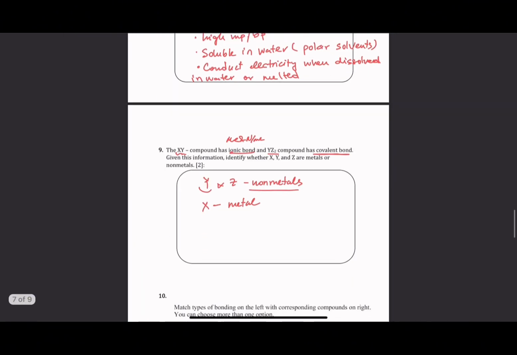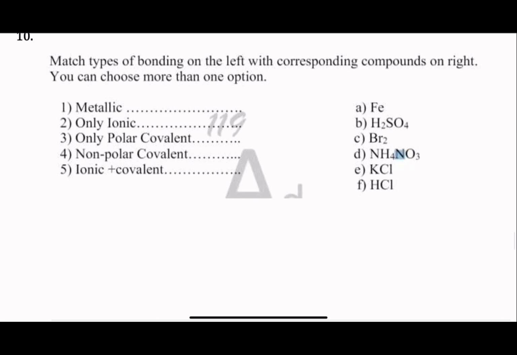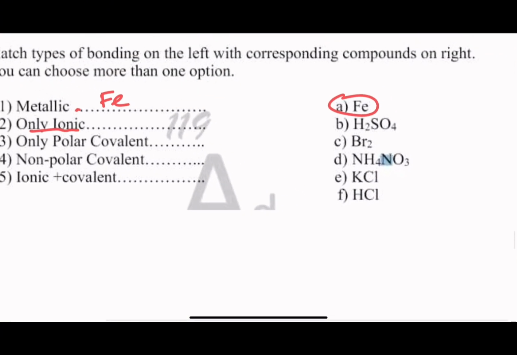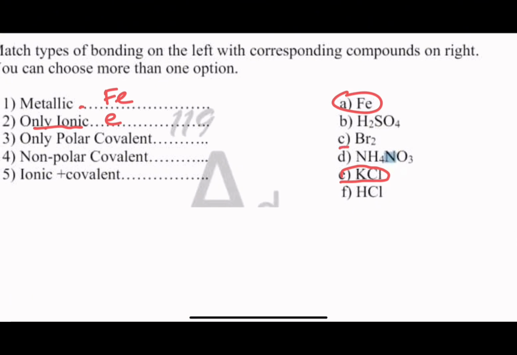Now I'm gonna tell you the question in here. So metallic we didn't really cover, but when you see a metal, you know that it is the metallic bond. Only ionic bonding, we know that only ionic happens between the metal and non-metal, and this is the one we have. So E is here. It says only polar covalent.